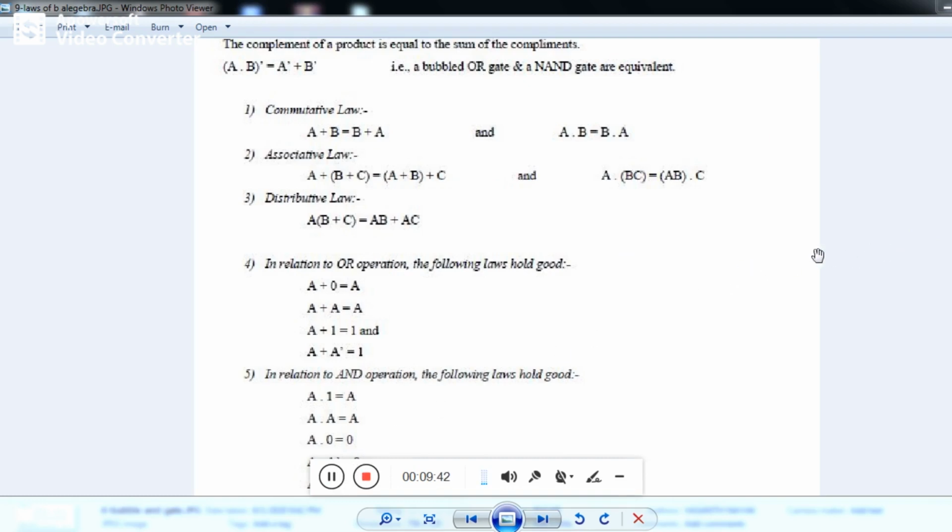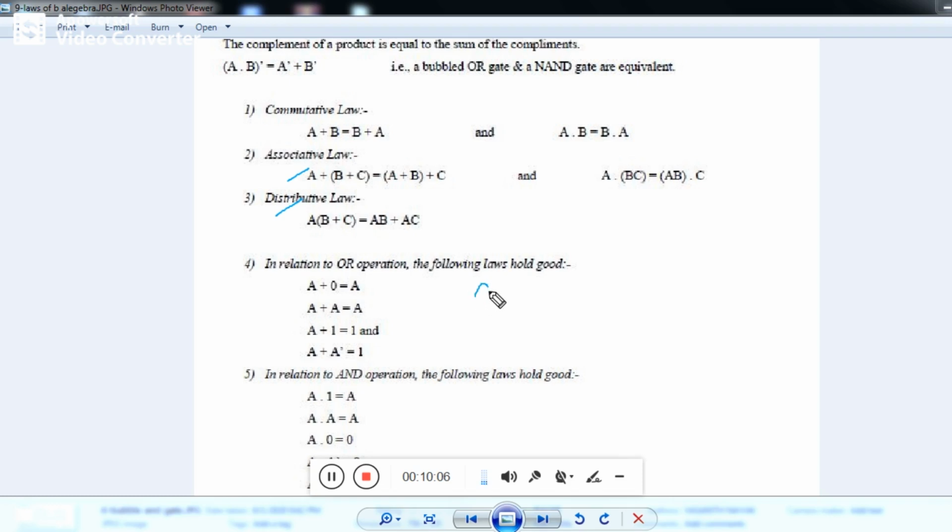After De Morgan's theorem, a couple of laws you have to remember with respect to Boolean logic. The first law is the commutative law. The law states a plus b is equal to b plus a. This is the associative law. You have to remember this one. Then the distributive law and some relations: a plus 0 is equal to a, a plus a is equal to a. Let me prove a plus 0 is equal to a.